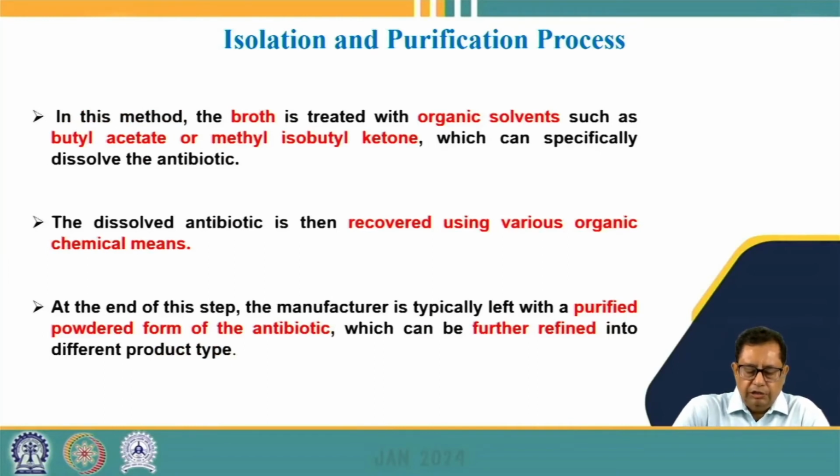The broth that is prepared is treated with a number of organic solvents. It will again depend upon the type of antibiotics that we are talking about. For example, we can use methyl acetate or methyl isobutyl ketone, which can specifically dissolve that type of antibiotic. The dissolved antibiotic is then recovered by following various organic chemical means. Once we get the purified antibiotics, lastly it can be converted into crystalline form or powdered form, and later on it can be refined further and converted into different types of products for different applications to go to the end users.